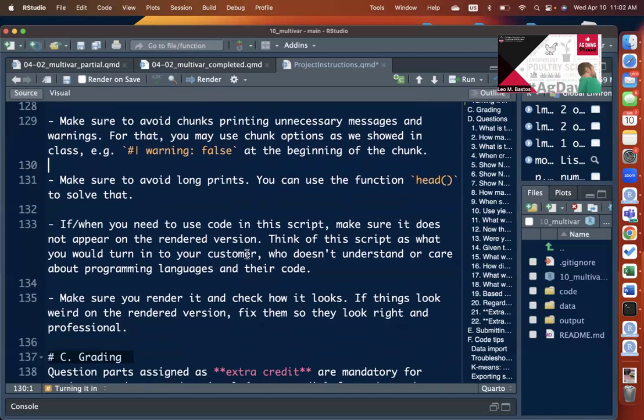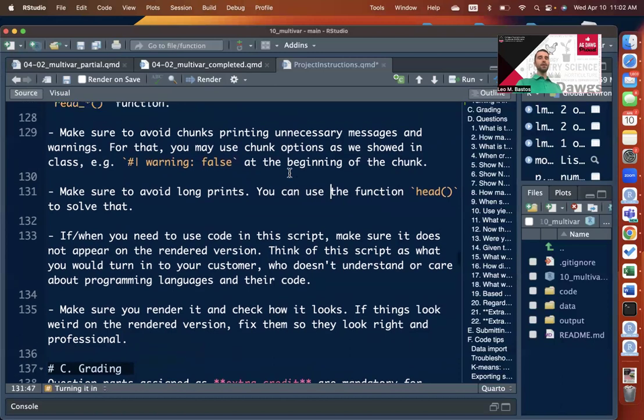Something that we talked about on the mini project is I want this render version to be very professional. So if you have chunks that are printing 4,046 rows of data, I do not want to be scrolling through 4,046 rows of data. So use the head function to just show me the first 6 or 10 rows of that. That's going to be enough for me.